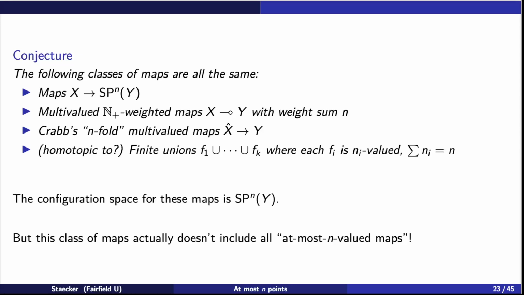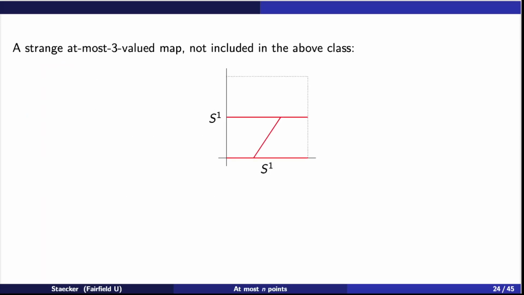But in my remaining 10 minutes, this class of maps into SPN actually does not include all of the at most n value maps that I'd like to talk about. There are some more exotic examples which do not fall into this class. It's not terribly exotic, here's an example. It's not obvious when you look at it immediately, but actually this is at most 3 values. Every domain point has either 2 or 3 values in this example. But this cannot be expressed as a map into the threefold symmetric product, or weights or whatever.